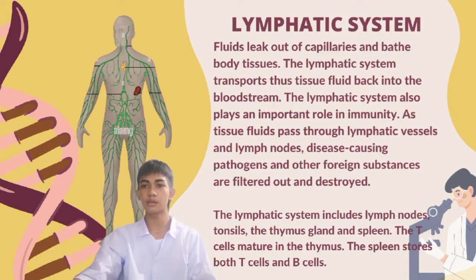The lymphatic system includes the lymph nodes, tonsils, the thymus gland, and spleen. The T cells mature in the thymus. The spleen stores both T cells and B cells.